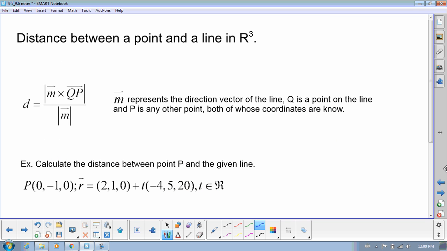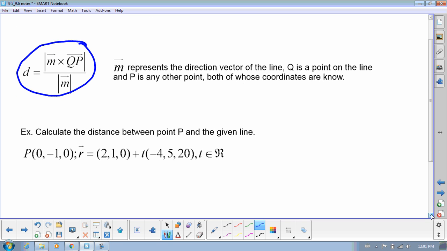Okay, so now in 3D, because we don't have the scalar form of the equation of a line in 3D, we can't use that same formula. So it's been derived that the distance is equivalent to the magnitude of the cross product between our direction vector and another vector that's created between a point that's on the line and the point that you're looking at. So this formula will be given to you. So M is our direction vector, and then QP is a point on the line and another point. So you'll have to generate that vector, and we need to do the cross product.